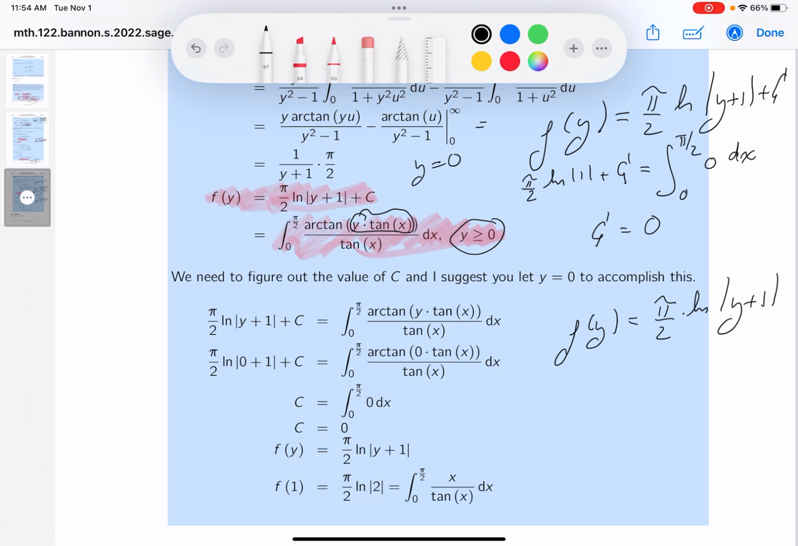What did you want to do, though? You want to do f of 1, by the way. What's f of 1? It's this integration over here. That's what our goal was. What's f of 1? Let's write it down. Pi over 2, natural log. 1 plus 1 is just 2, right? This can be written as pi natural log of 2 over 2.